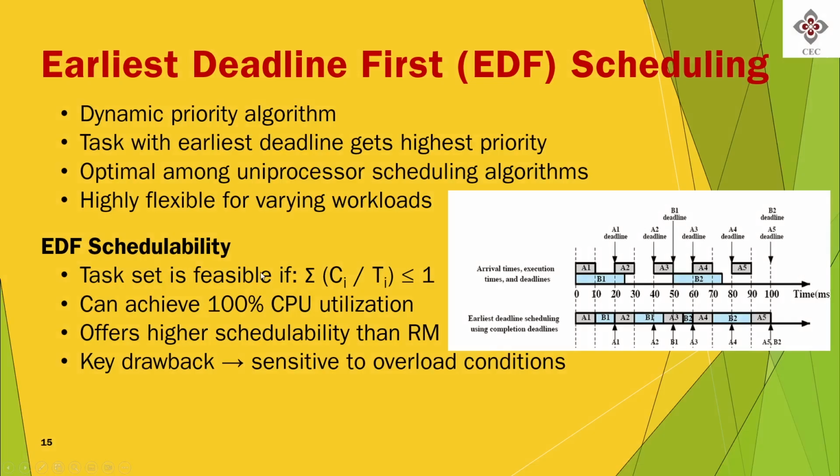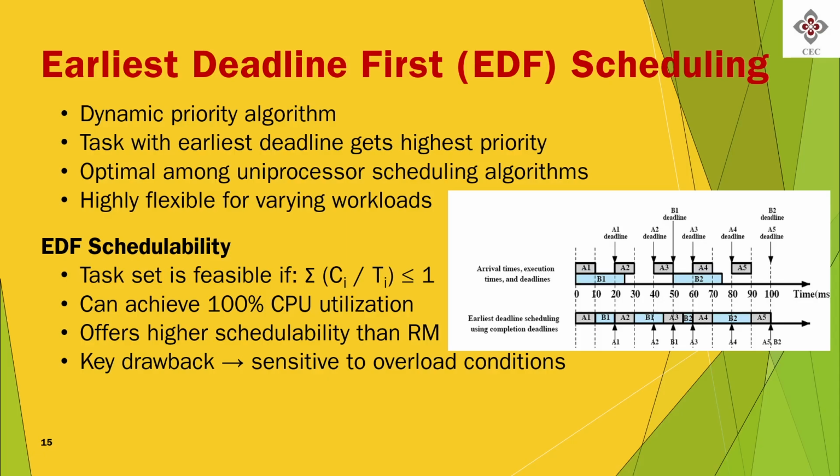The second algorithm is the earliest deadline first scheduling algorithm. It is a dynamic priority algorithm, whereas that one is static. The dynamic priority is assigned based on the remaining deadline time available. So, the priority keeps changing based on the deadline of any process. The task with the earliest deadline gets higher priority. It is optimal among uniprocessor scheduling algorithms and highly flexible for varying workloads. Earliest deadline first schedulability is feasible if this equation is satisfied, that is, the sum of capacity by period is less than or equal to 1 for all processes i to n.